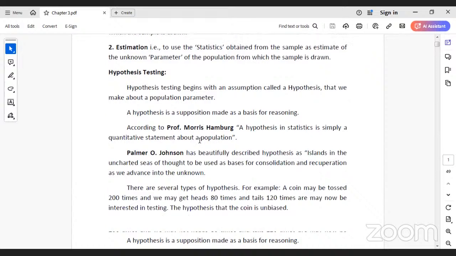Okay. Then see hypothesis testing. Hypothesis testing begins with an assumption, called a hypothesis, that we make about a population parameter.